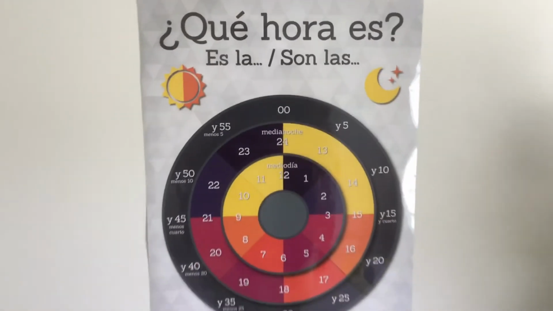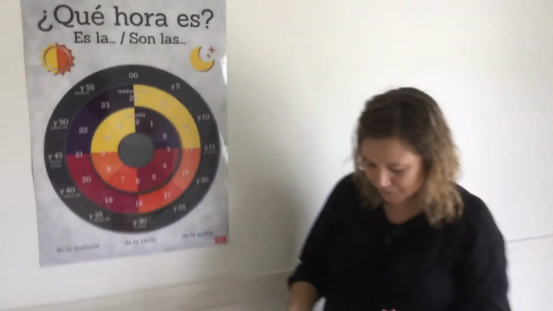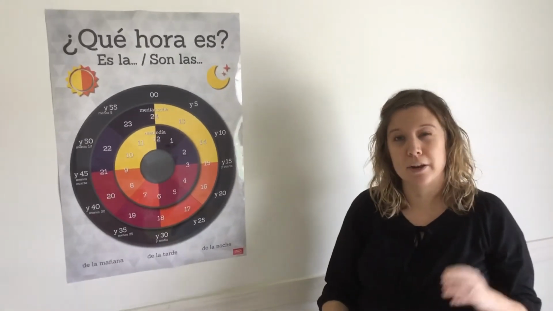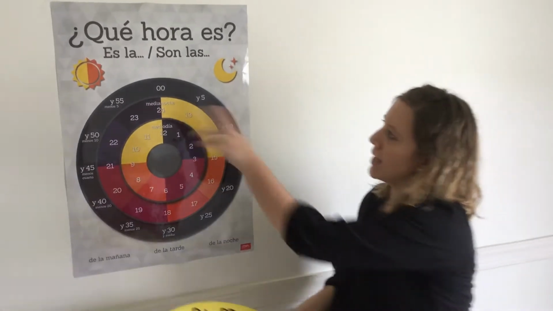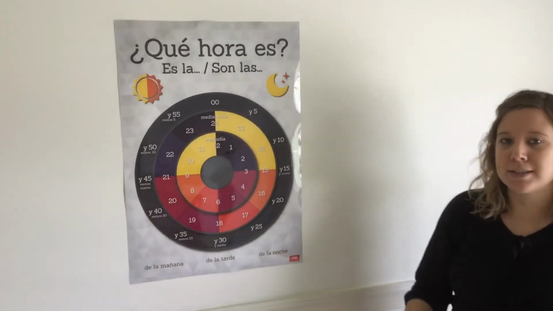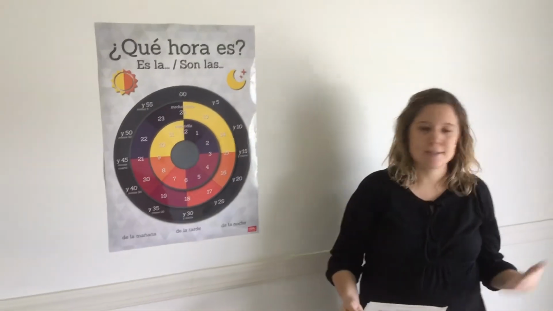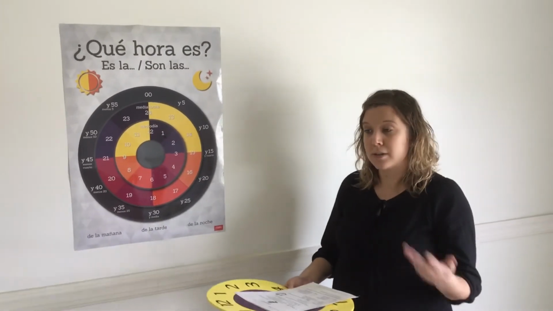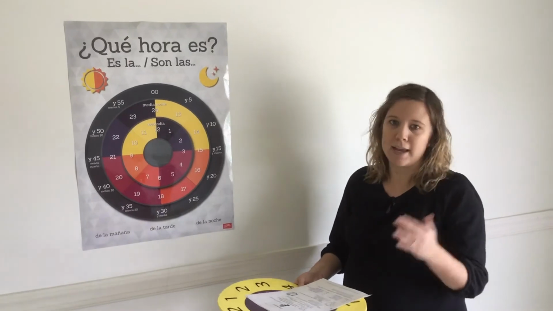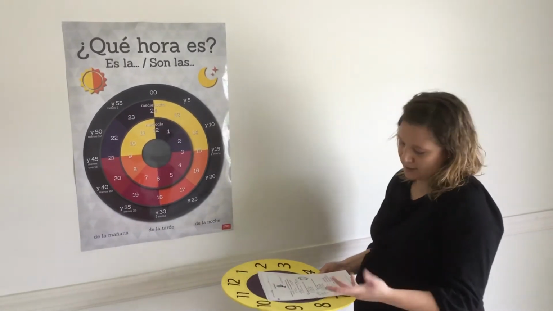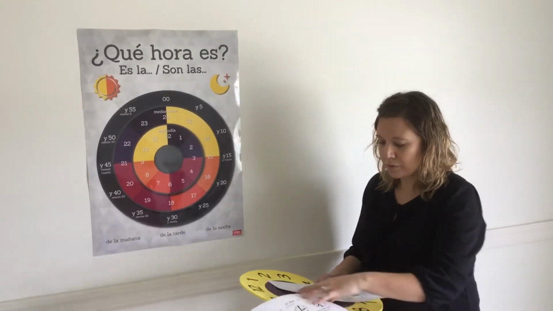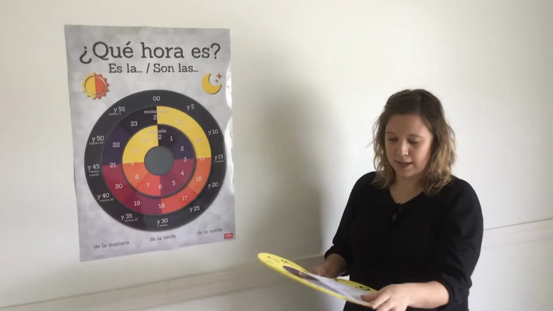The only other thing I'll do before we review really quick, if you want to talk about something at a certain time, instead of saying es la or son las, you could say a las 3, at 3 o'clock, I went to the dentist, okay? So a las 3, you say a las, you're saying at this time, not it is this time, all right? We're going to do a few practice examples and then we'll go from there.